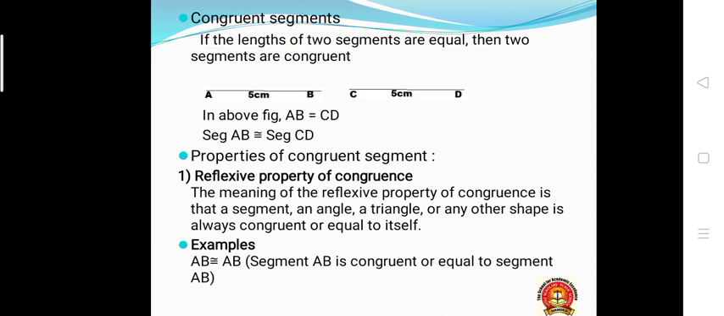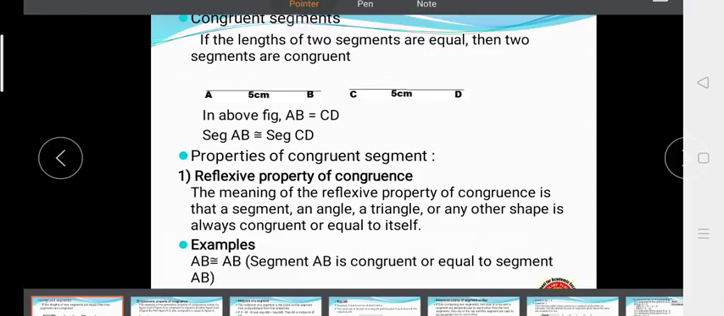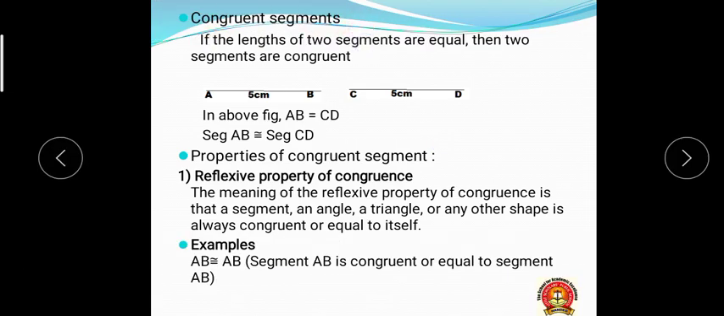Now the congruent segment. What is meant by the congruent segment? Congruent means same. Same means equal measure. Similar is different. Congruent is different. So don't be confused by these two words.